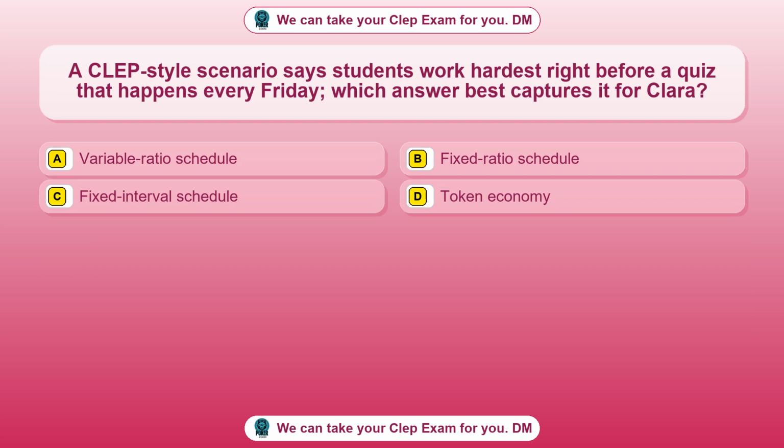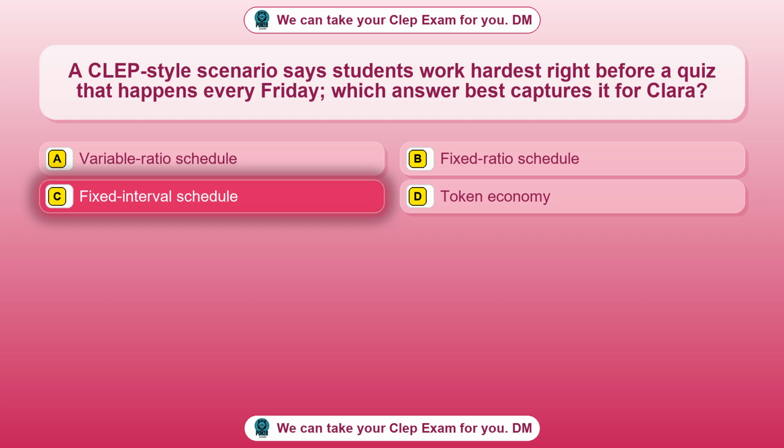Question 8. A CLEP style scenario says students work hardest right before a quiz that happens every Friday. Which answer best captures it for Clara? Option A, variable ratio schedule. Option B, fixed ratio schedule. Option C, fixed interval schedule. Option D, token economy. The correct answer is option C, fixed interval schedule.